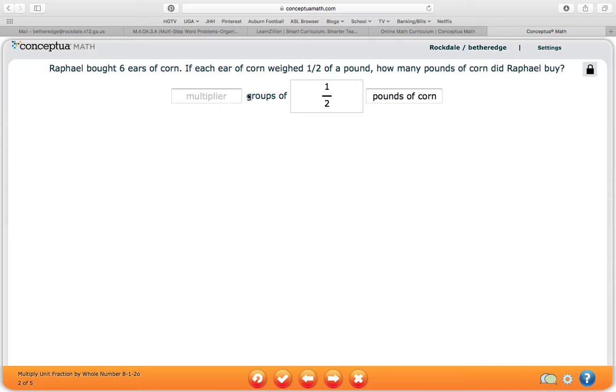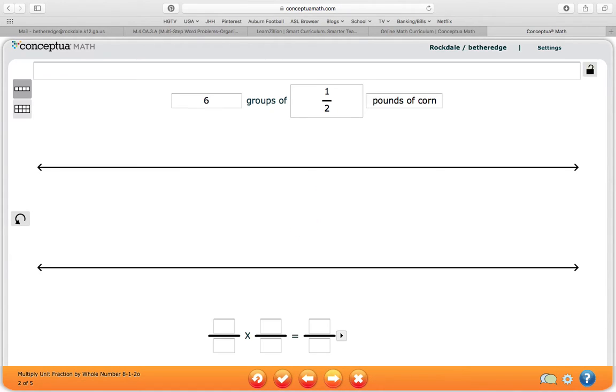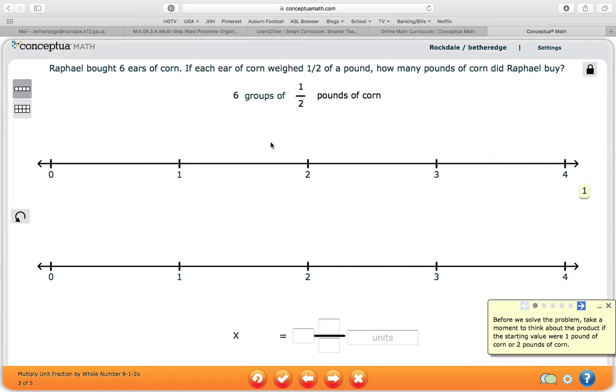And how many groups of that am I dealing with? Well, he bought 6 ears of corn. So there's my other number. 6 is my multiplier. So for me, it's easiest again to work backwards. Okay, we're going to check that with the check mark. We've got it right.